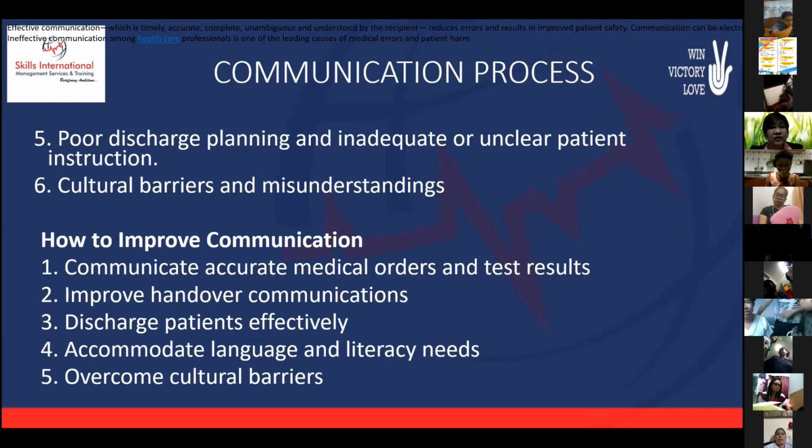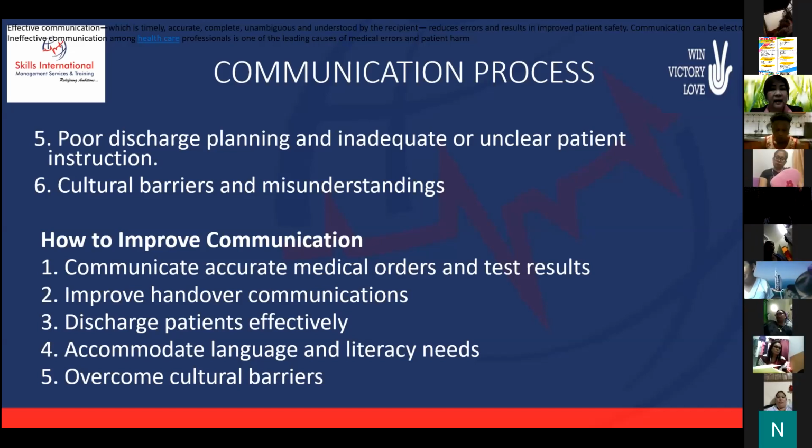Another one is cultural barriers and misunderstandings. Misunderstandings and cultural barriers come with culturally diversified places, or the place that we work in. So there are cultural barriers; we cannot understand, we don't respect each other, and we will have a misunderstanding after that. So we must be respectful of other cultures.